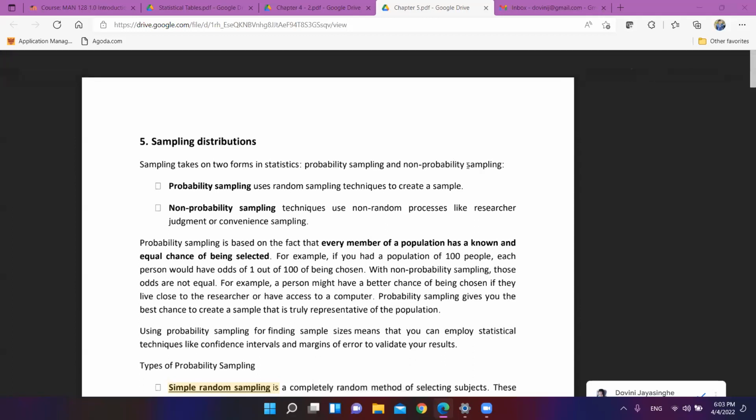So where do you use this sampling really? Why do you have to use this sampling? You have a population, you are going to do experiments. You cannot be considering the entire population all the time. It's time consuming. Sometimes it might not be practical enough.